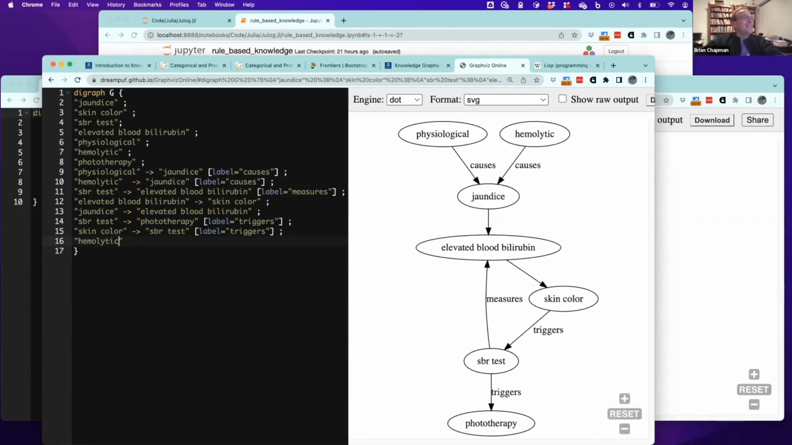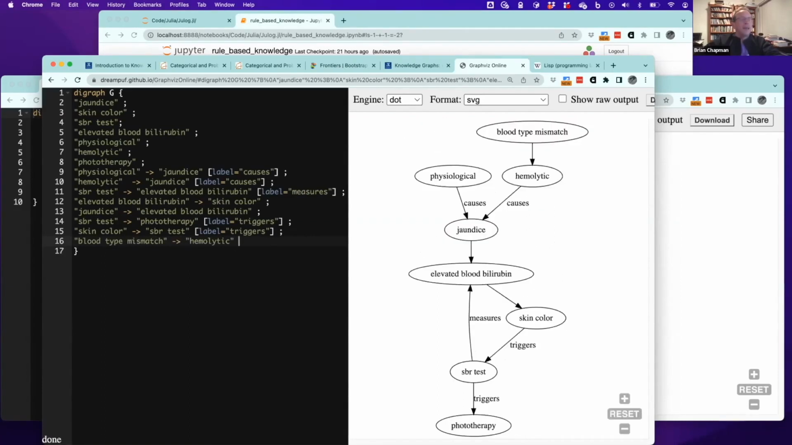So hemolytic, and then we would say the blood type mismatch? Yeah. Blood type mismatch causes hemolytic, and we have a label equals causes.